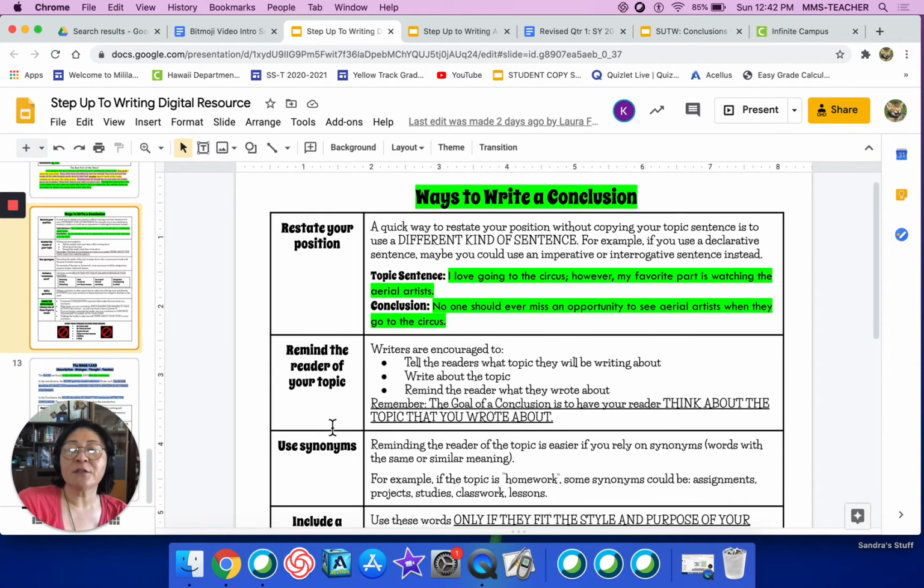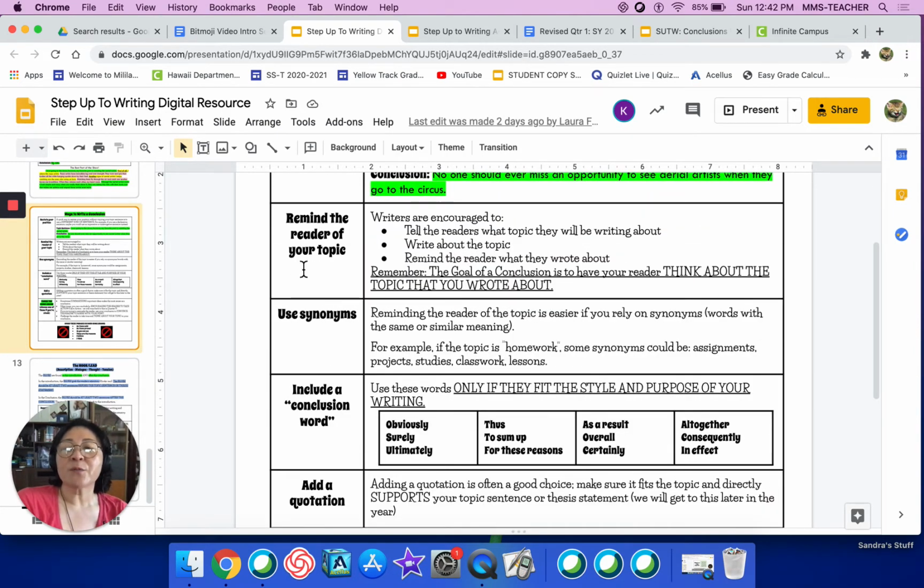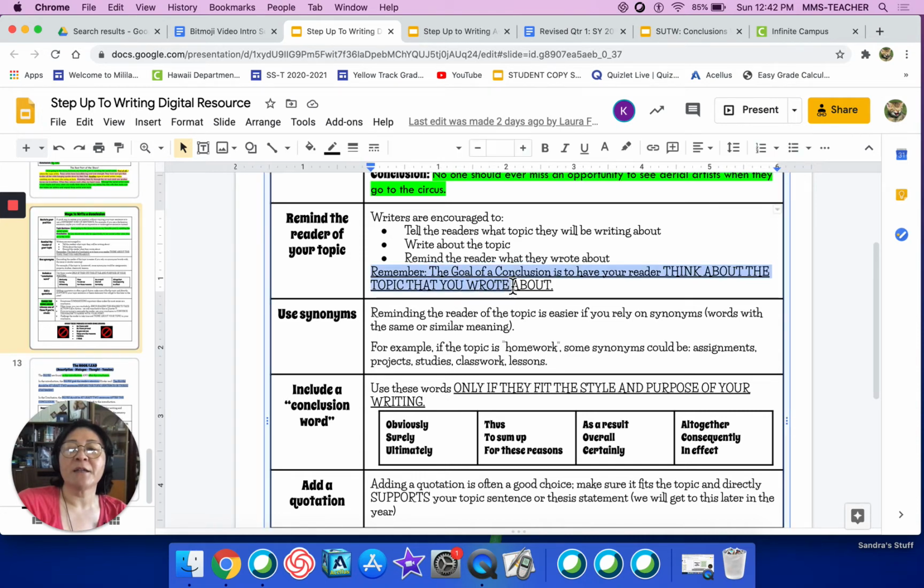Another thing a conclusion does is it reminds the reader of your topic. So the second one here. So writers are encouraged to tell the readers what topic they will be writing about. Then the writers will write about that topic. And then the last step is to remind the reader what the writer wrote about. Becomes a tongue twister almost. Okay. And so I want you to remember this. I'm going to highlight this. Remember, the goal of a conclusion is to have your reader think about the topic that you wrote about. Okay?